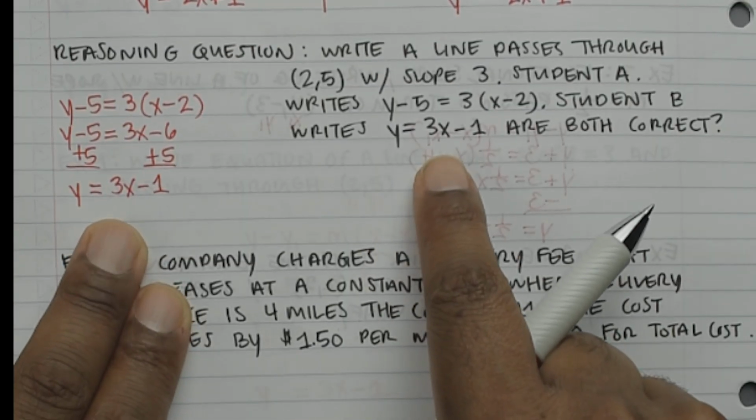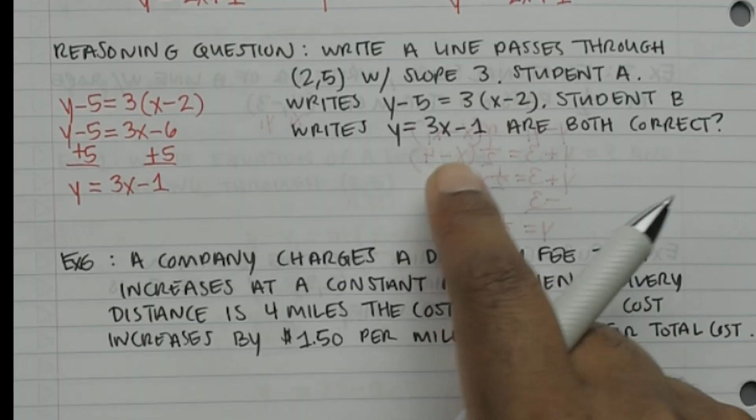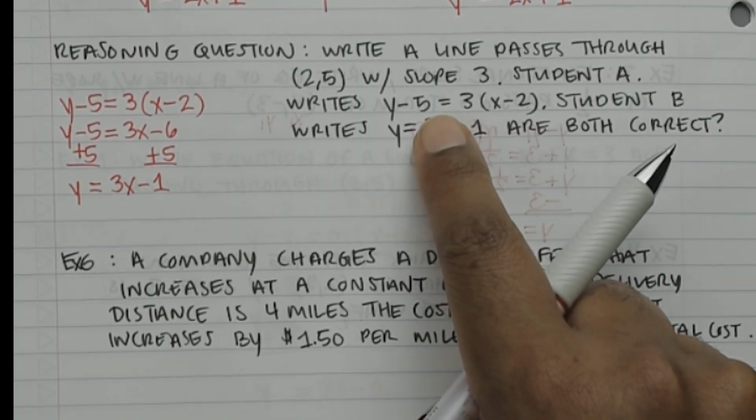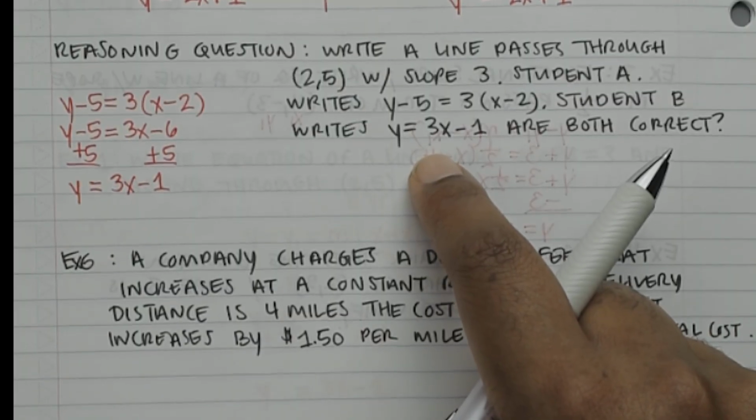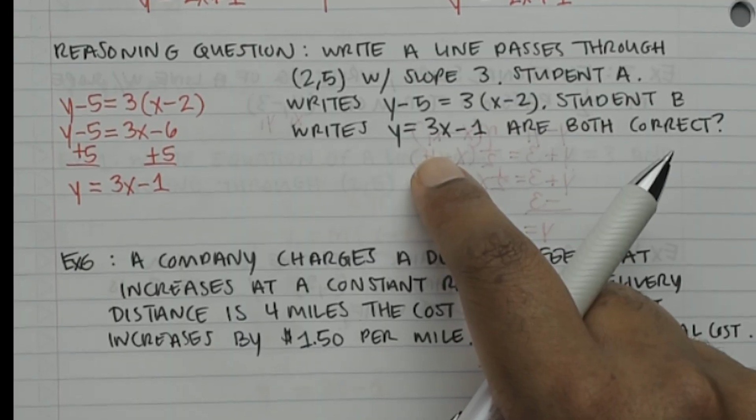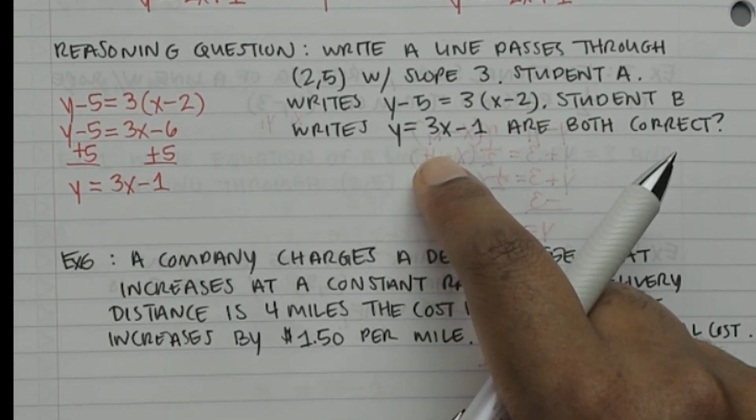So notice this checks out. They're both correct. One chose to leave it in point slope form. The other chose to simplify it into slope intercept form. So the equations are equivalent. They describe the exact same line.